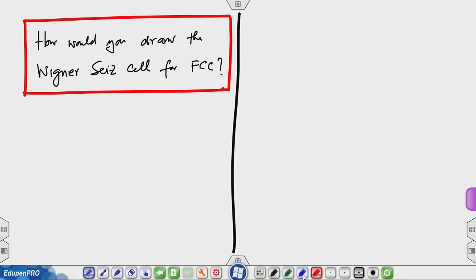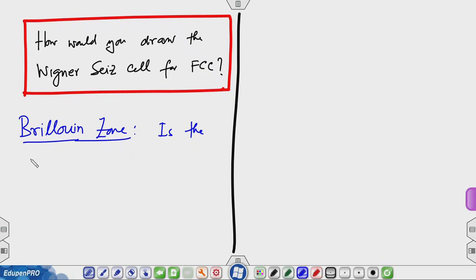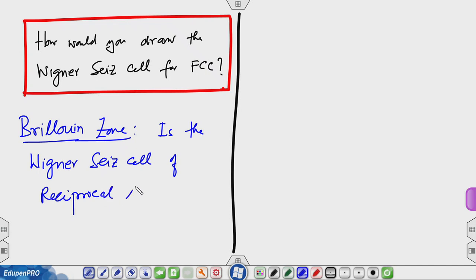Now, what is Brillouin zone? Now, let me write what Brillouin zone is. Brillouin zone is the Wigner-Seitz cell of reciprocal lattice. So, once you have made the reciprocal lattice, which we talked about, what the unit vectors are in reciprocal lattice, then you make the Wigner-Seitz cell there, following exactly the same process, and you get the Brillouin zone for the lattice.